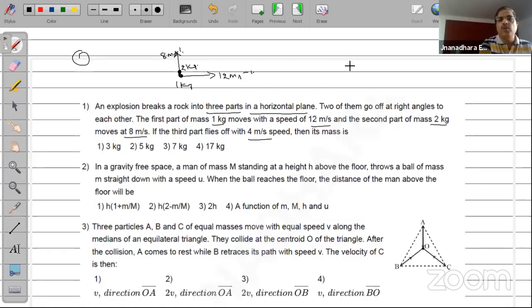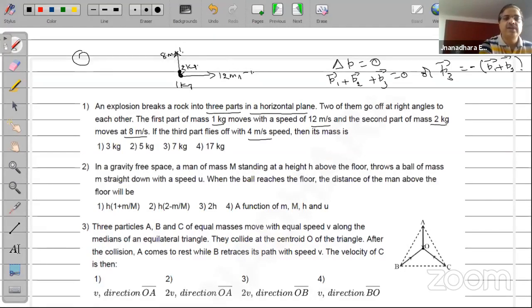Now, the third one should move in such a way that the net momentum here should be equal to 0. That is, P1 plus P2 plus P3, all are vectors, mind you, should be equal to 0. Or in other words, P3 should be equal to minus of (P1 plus P2). So take the vector sum of P1 plus P2, it will be somewhere here. So the third particle is going to move like this. What is the mass of the third particle? It is to be determined, m, but it's moving with 4 meters per second.